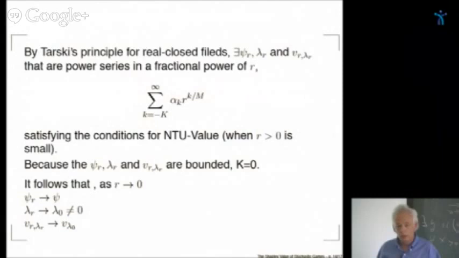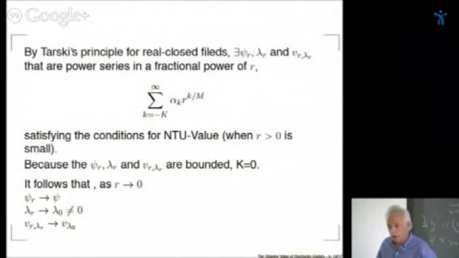And another real closed field is the field of these expressions, which are power series in fractional powers of R, where M is a fixed integer, that converge when R is sufficiently small. These are also called real Puiseux series. And so from the existence theorem of Shapley, it follows that the same existence theorem is true for this field.